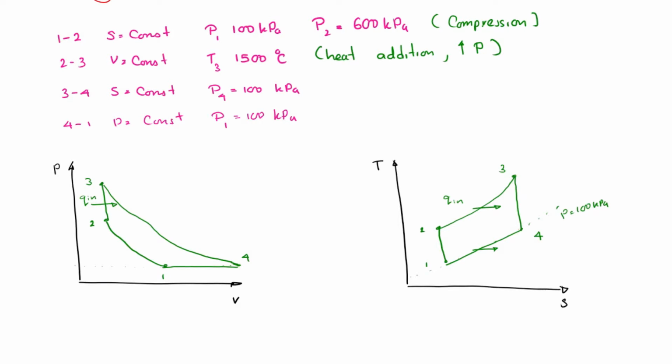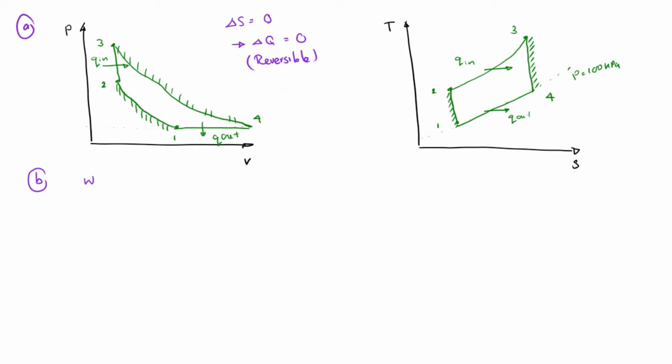We can mark our constant entropy processes as adiabatic processes. Generally, we draw hatched lines to recognize adiabatic processes on PV and TS diagrams. The reason is these processes are constant entropy processes, so we know that these processes are also adiabatic and reversible. Now, this is part A, and for part B, we have to calculate W out, and for part C, we have to calculate efficiency. Now let's make a small plan for how to do that.